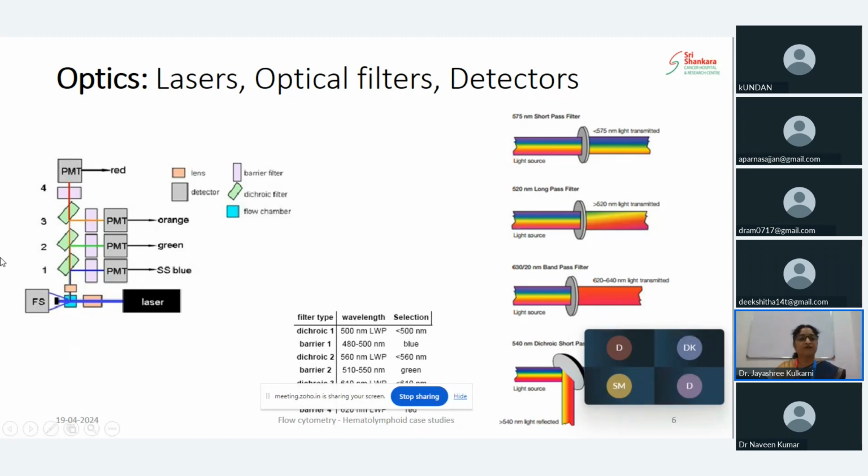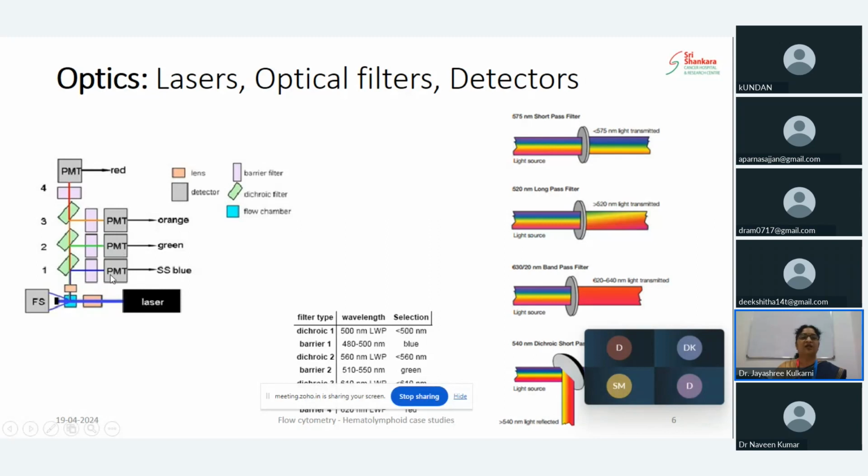But because of the internal complexity of the cells, the remaining cell light can be reflected at various angles. Now this reflected light is captured and filtered by various barrier and dichroic filters. Now these dichroic filters will again allow some more light to pass forward, some light to get deflected. The next filter again passes the remaining light, some of it is reflected.